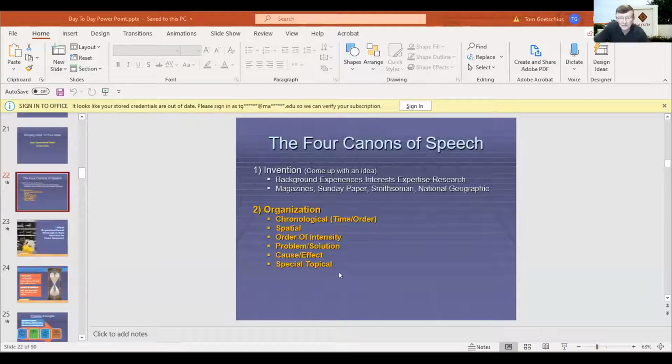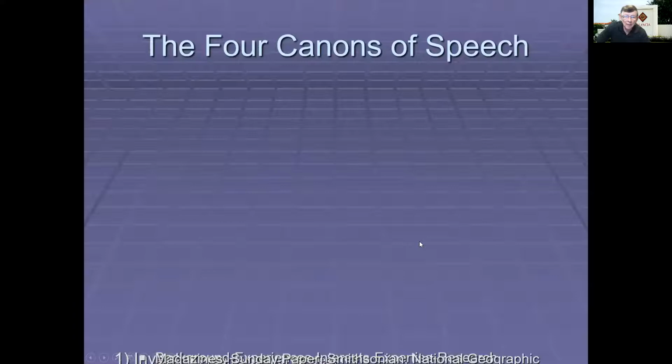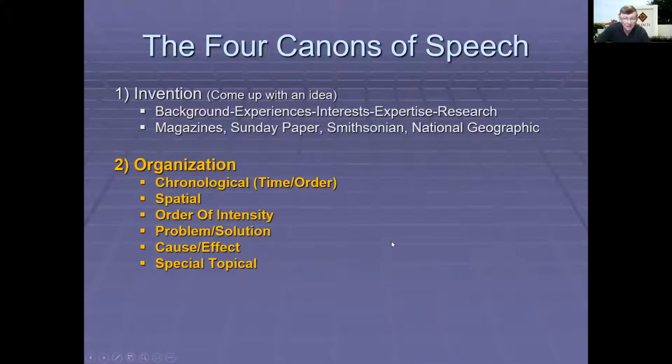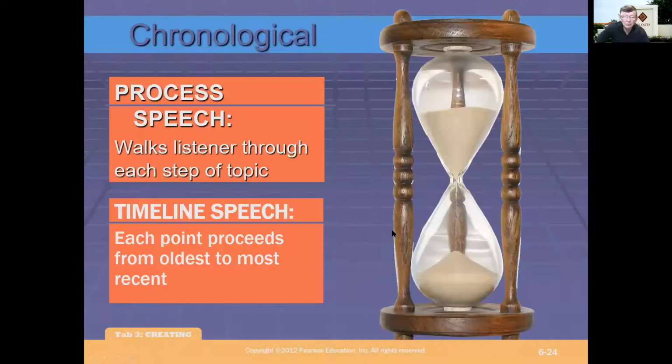Okay, these are the organizational patterns that we're going to deal with in this video: chronological, or what I like to call a time order, spatial order of intensity, problem solution, cause and effect, and something that we call special topical. Okay, the first one is called chronological, or I like to call it a time order. And that's anything that's in a time sequence or anything that's in an order sequence.